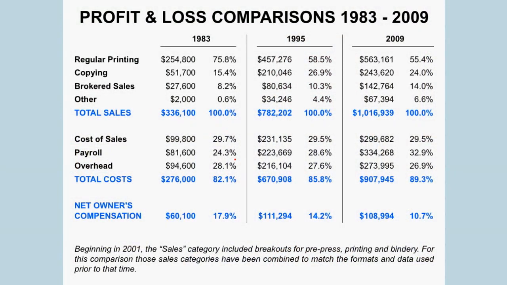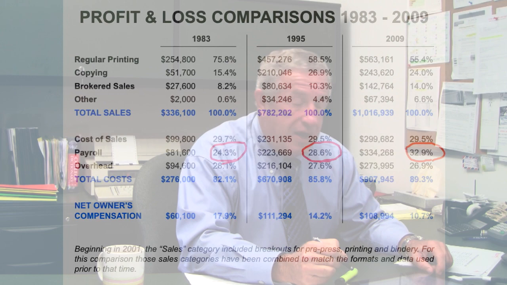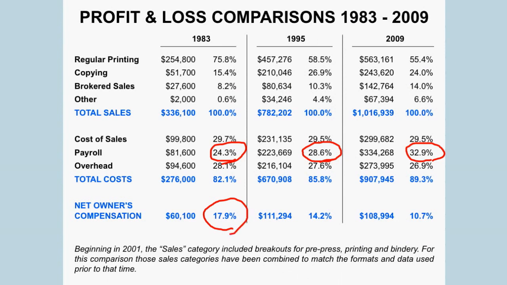In 1983, payroll was running 24.3% in this industry. By 1995, payroll expenses had gone to 28.6% in the industry. By 2009, 2 years ago, payroll had gotten to 32.9%. I'll have some further comments on payroll expenses and how to trim those, but I will tell you right now, the difference in profitability: in 1983, profits were running 17.9%. That was the average profitability in this industry. 17.9%, out of every $1,000, there was $170 left over for the owner.